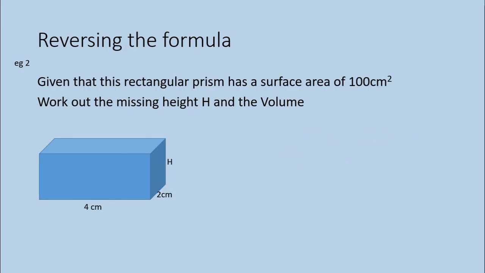Now that I've got h, I can use that with the formula for the volume. The volume formula is just the area of the cross section, which I've chosen to be 4 by 2, multiplied by the distance between the cross sections, that's the height, h. And I've already worked out the h was 7. So that's going to be 4 times 2 multiplied by 7. That's going to be 8 times 7, which is 56 centimeters cubed.